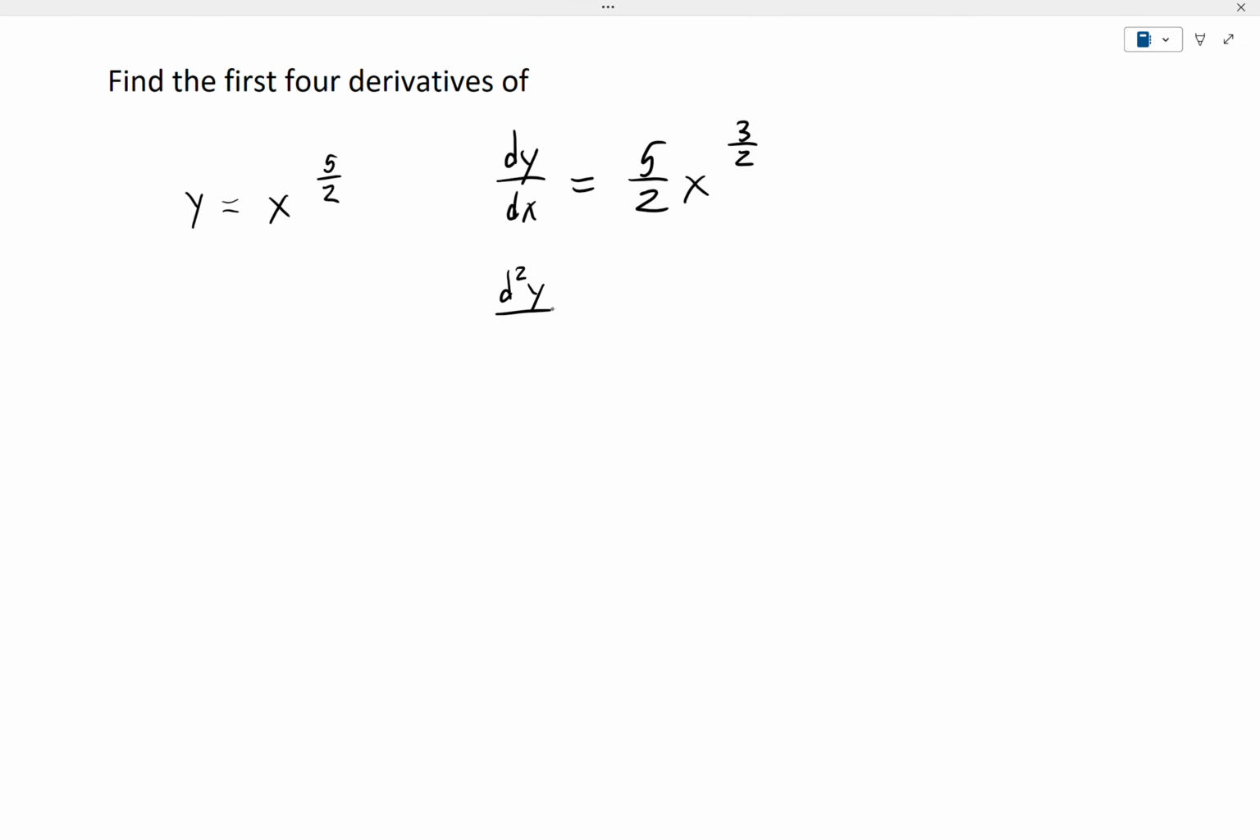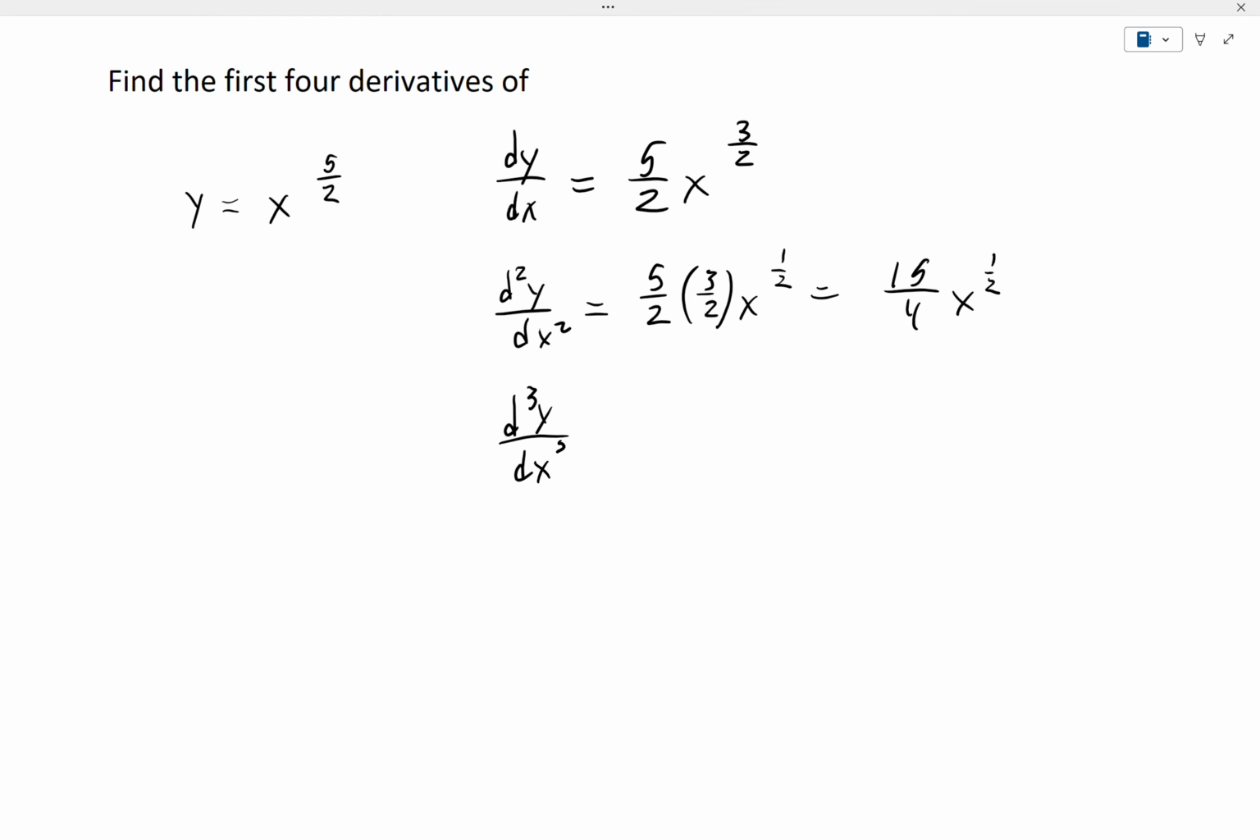Well, what about the second derivative? So that's the derivative of my derivative right here. So once again, I say power out front, one smaller on the power. And this simplifies to 15 over 4, x to the 1/2. Well, what about my third derivative?